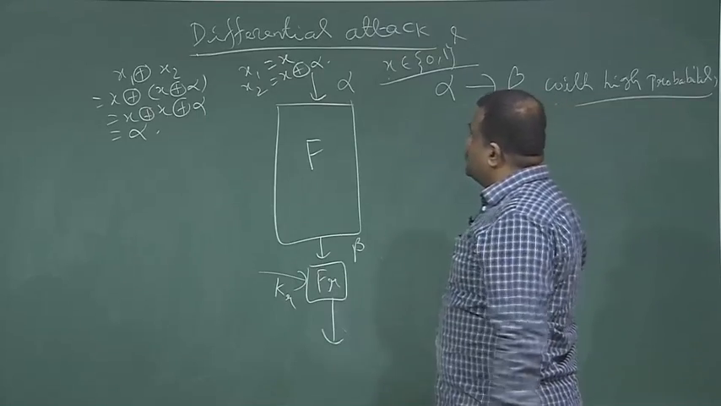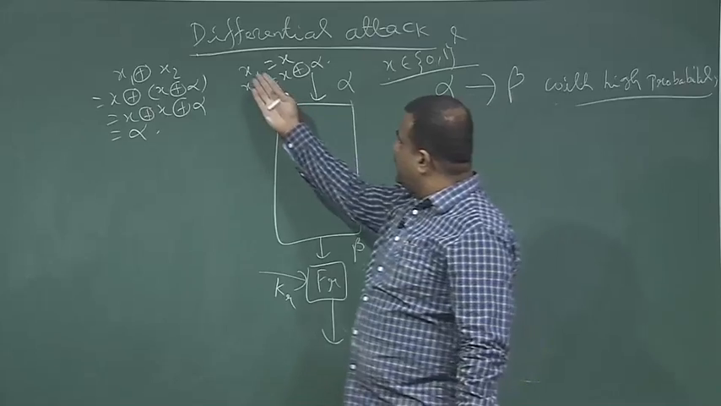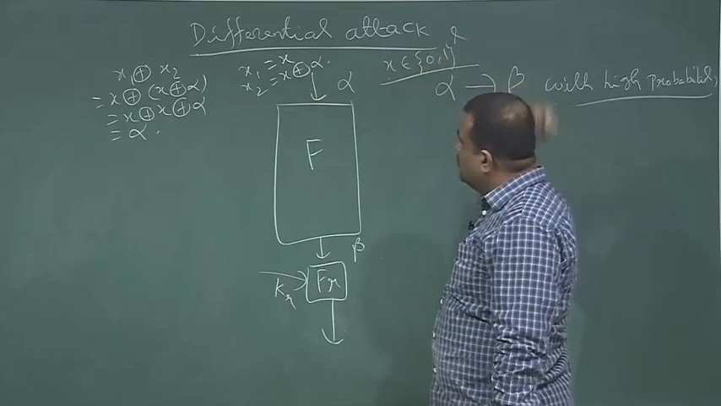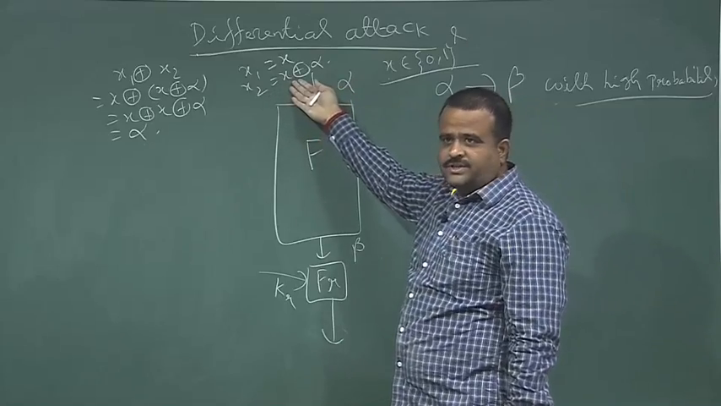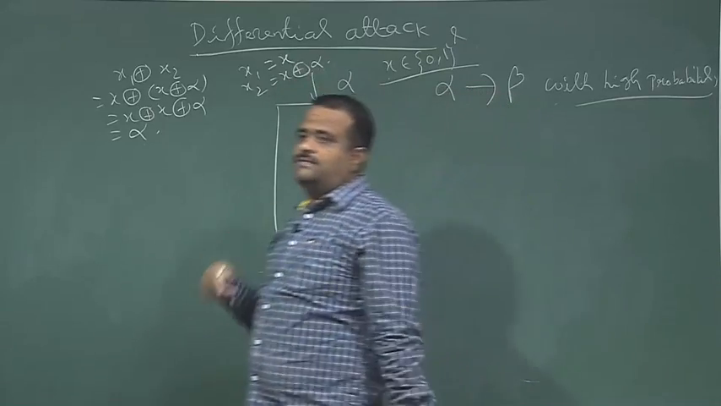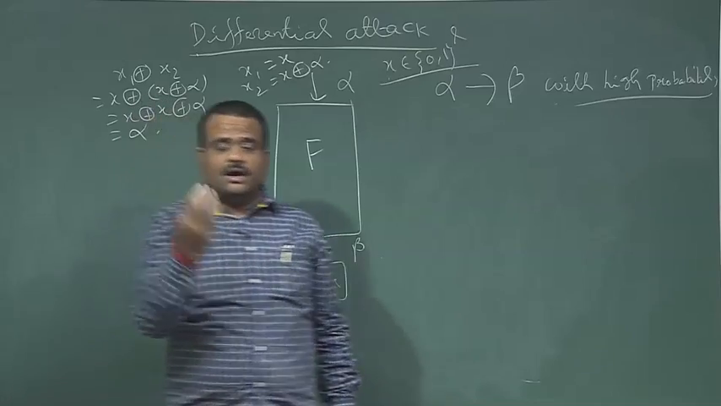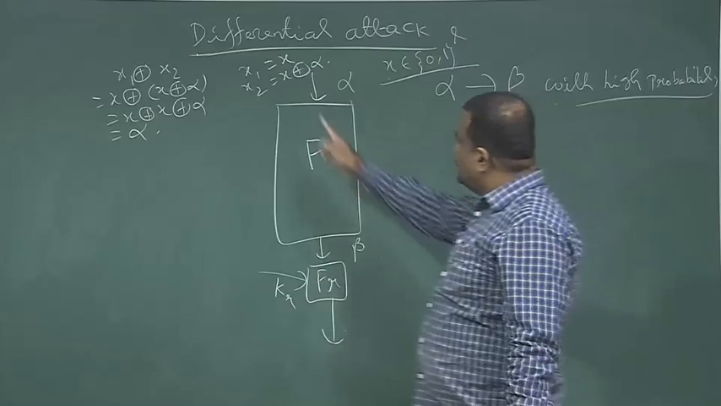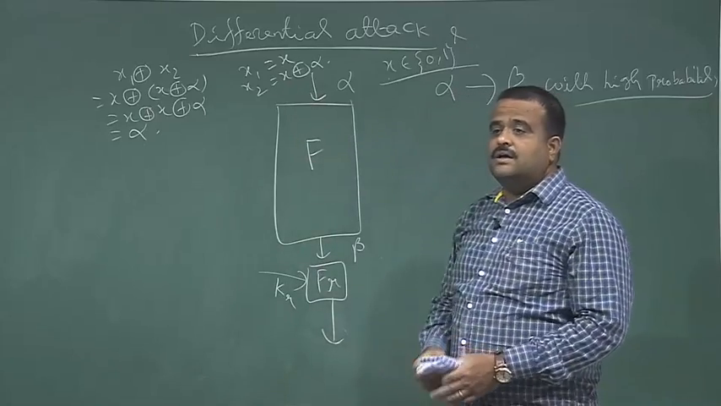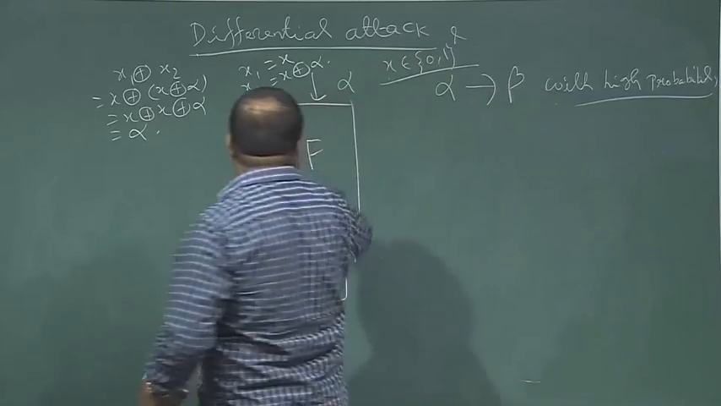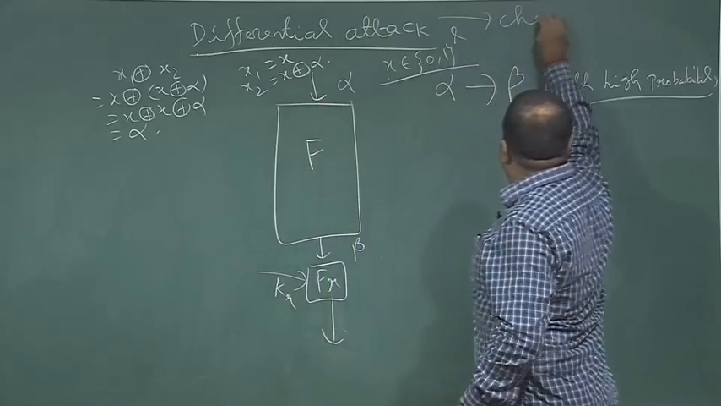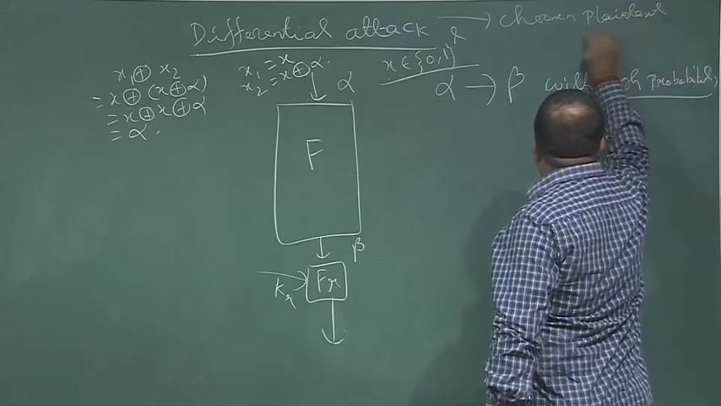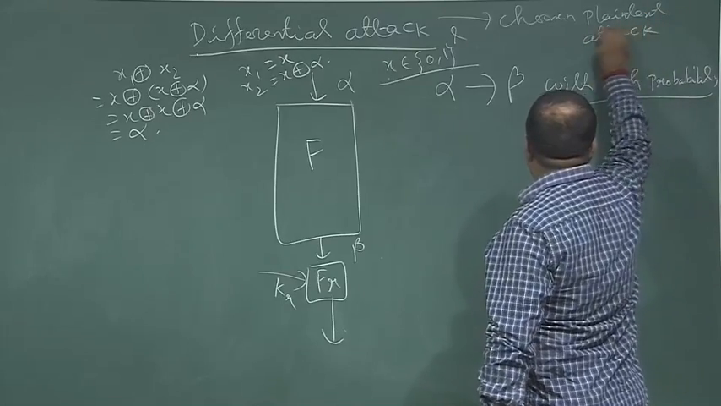There are 2 to the power L possibilities of x. We choose an x, and this choice can be made in 2 to the power L ways, and then the corresponding x2 is fixed, because we want the difference to be alpha. So we have to take x XOR alpha as x2. Now for this x1 and x2, this is a chosen plaintext attack. This differential attack is a chosen plaintext attack. We are choosing the plaintext so that we can get the corresponding ciphertext.